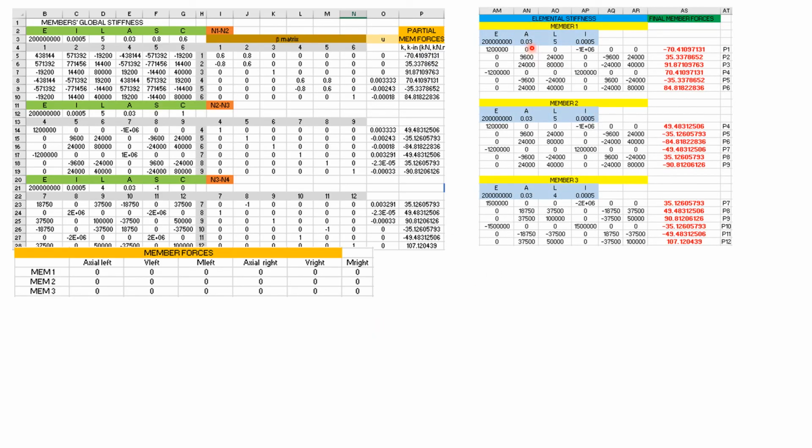This is the final member forces, which are whatever the results are in the partial member forces, because there are no fixed forces, so they are the same. These values are equal to these values because there are no fixed end forces.